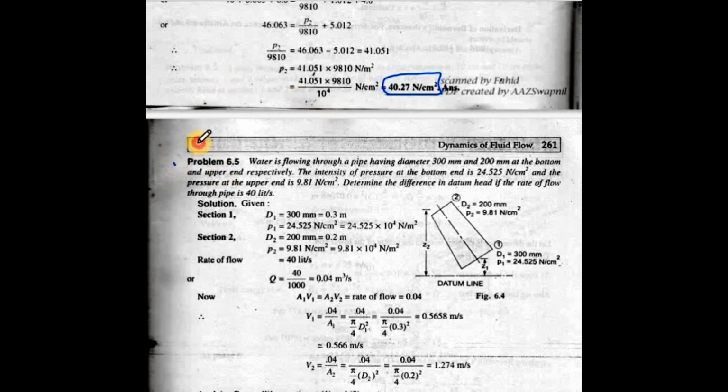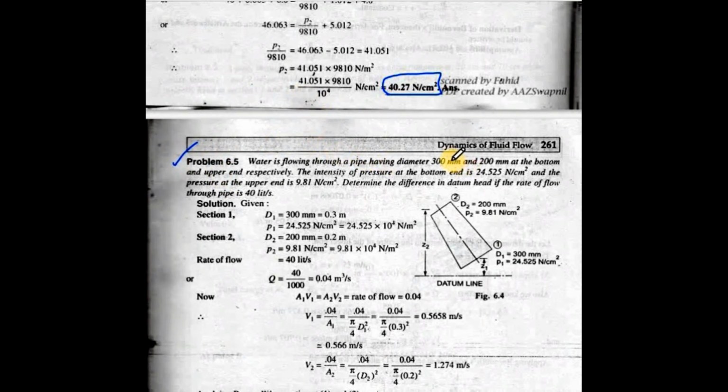After that, the next question is: water is flowing through a pipe having a diameter of 300 mm and 200 mm at the bottom and the upper end respectively. So the bottom end is 300 and the upper end is 200. The intensity of pressure at the bottom is 24.525 Newton per centimeter square, and the pressure at the upper is 9.81 Newton per centimeter square. So the pressure value is given at both the sections.